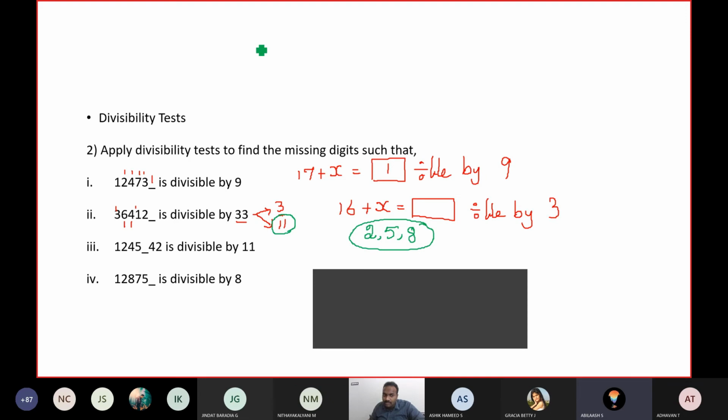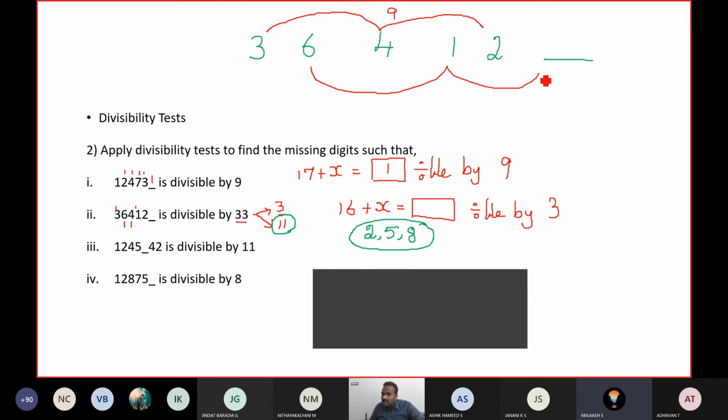So let's take that. 3, 6, 4, 1, 2 and the missing digit. So let's apply the divisibility rule of 11. So if that is the case, 3 plus 4 plus 2, what do you get? 9. Whereas on the other hand, 6 plus 1 plus x, I get 7 plus x. So what should be the value of x so that the difference between 9 and this sum should be 0 or a multiple of 11?